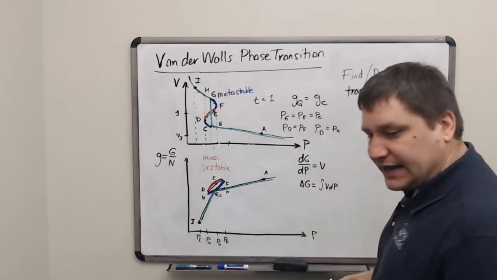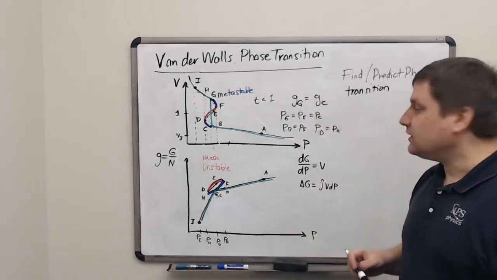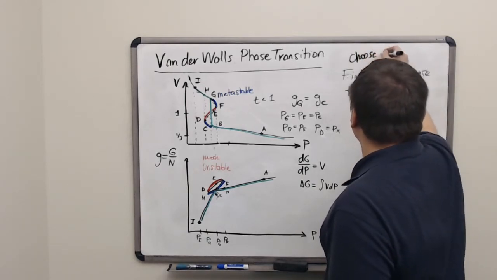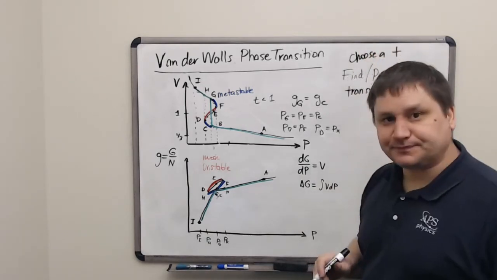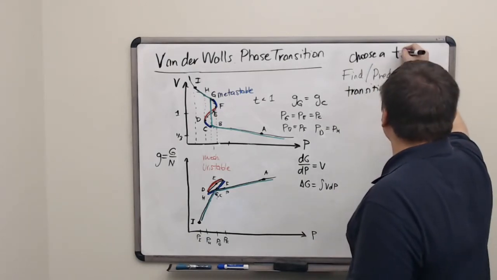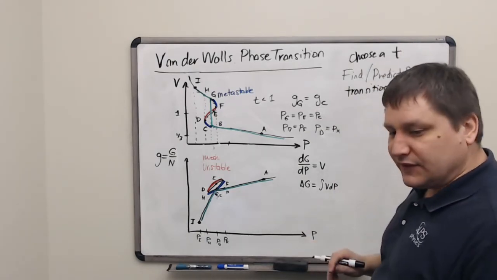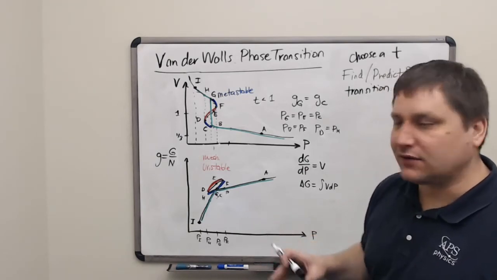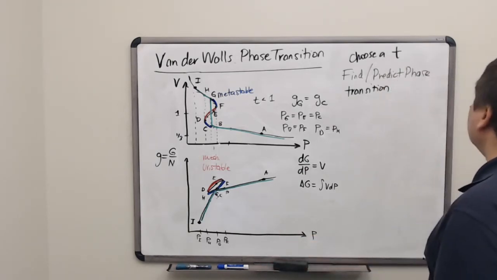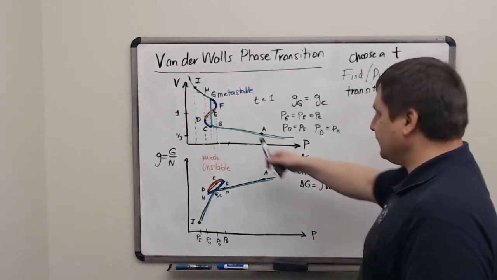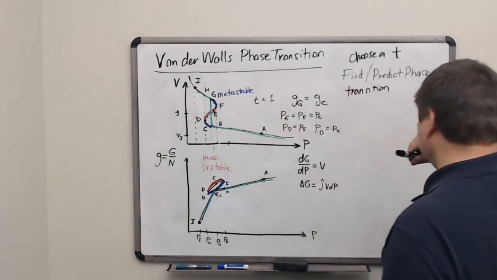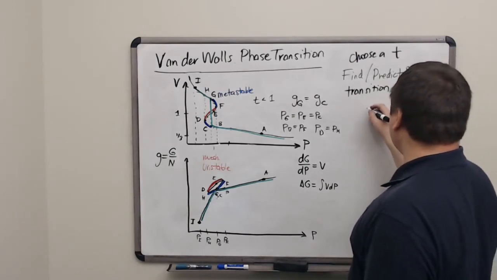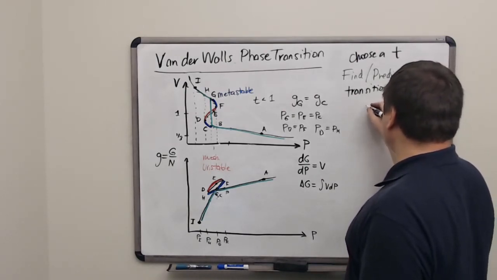So if we want to find or predict the phase transition in the van der Waals model, we have to first choose a temperature. The phase transition here is interpreted as one that happens while we compress or expand. So we choose a temperature that gives us an isotherm. To find or predict a phase transition, we need to look for a phase transition pressure.